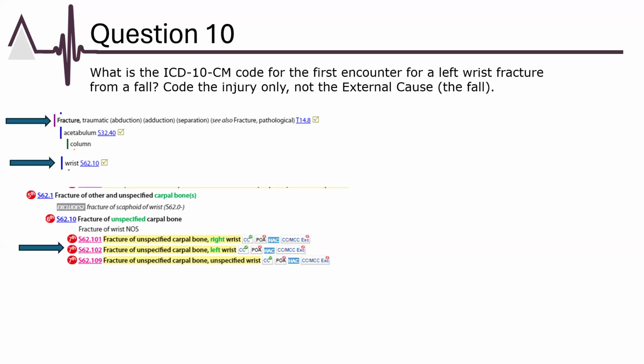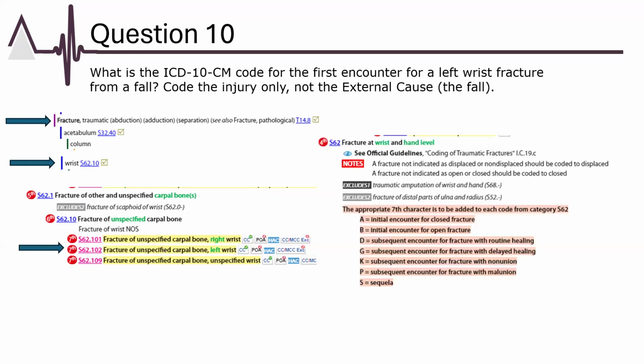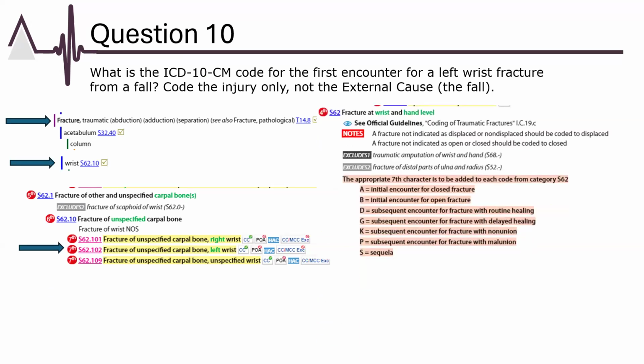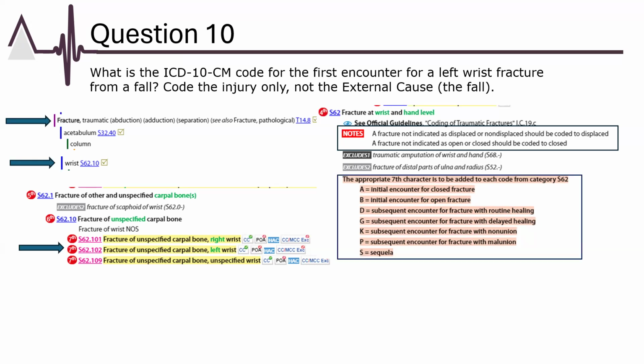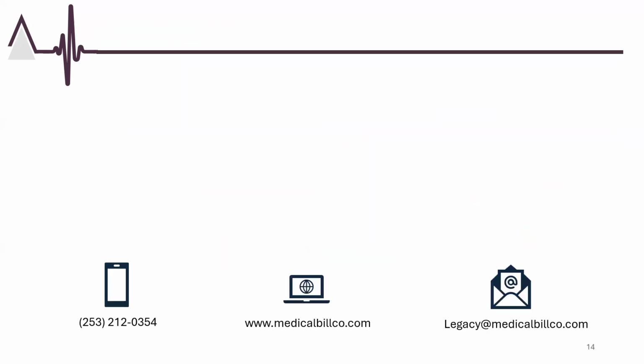S62.102 specifies left wrist. For the 7th character, reference the list under the category heading S62. The note under this heading indicates a fracture not indicated as open or closed is coded as closed. Then it lists the appropriate 7th character. A is for the initial encounter for a closed fracture. The correct code for this wrist fracture is S62.102A.